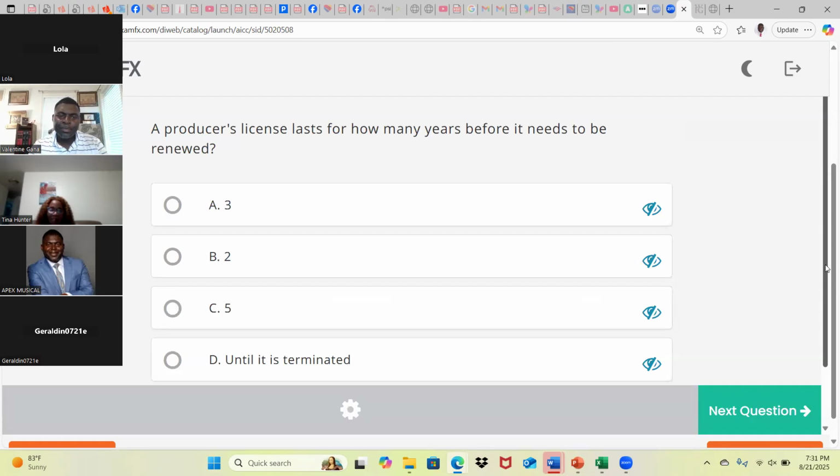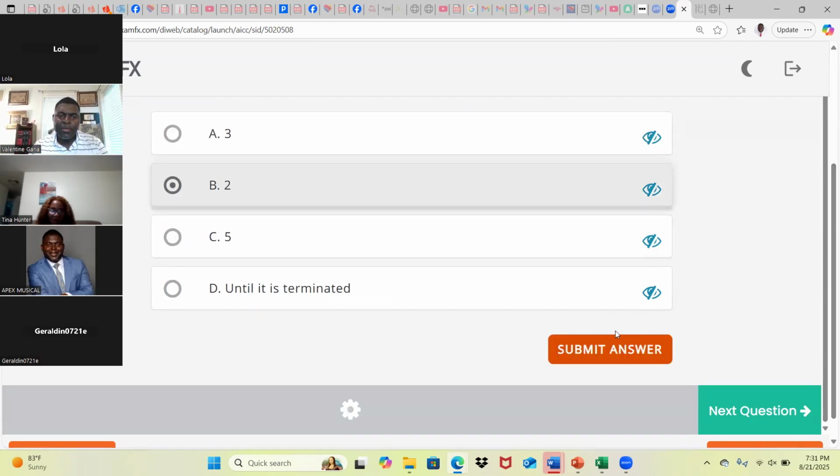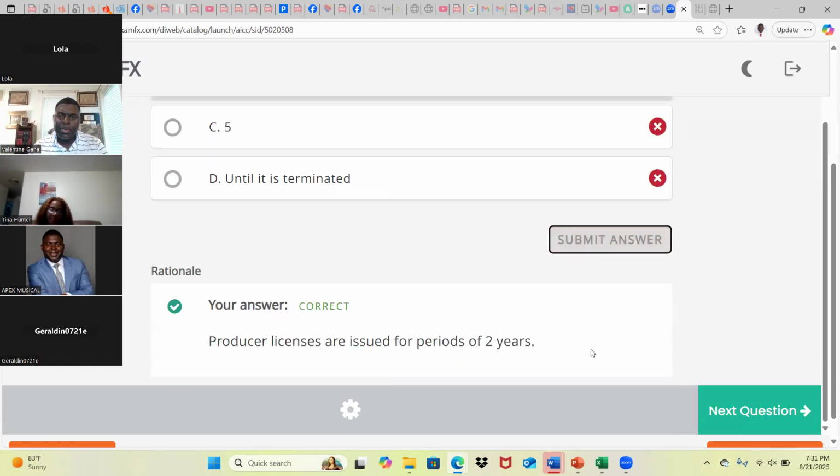A producer's license lasts for how many years before it needs to be renewed? Two years. Again, for Missouri, it's 2 years. In Nebraska, I don't know if it's 3 years. Washington is 2 years. Which is correct: producer licenses are issued for periods of 2 years.